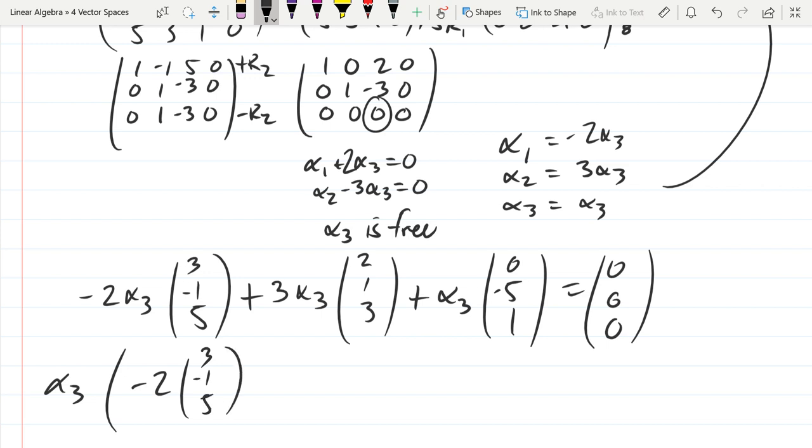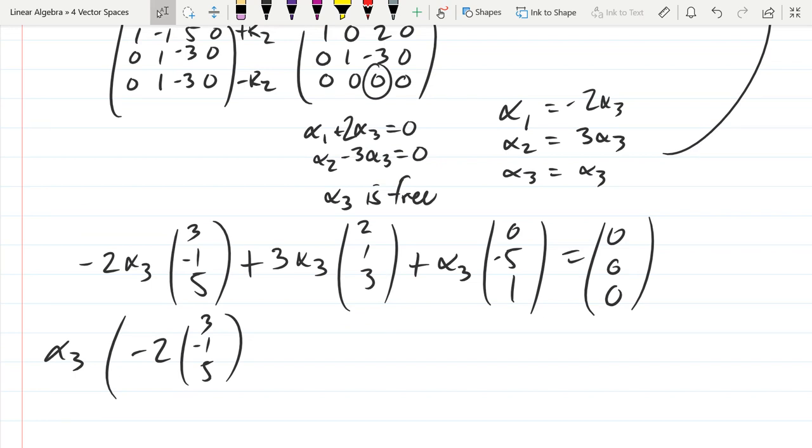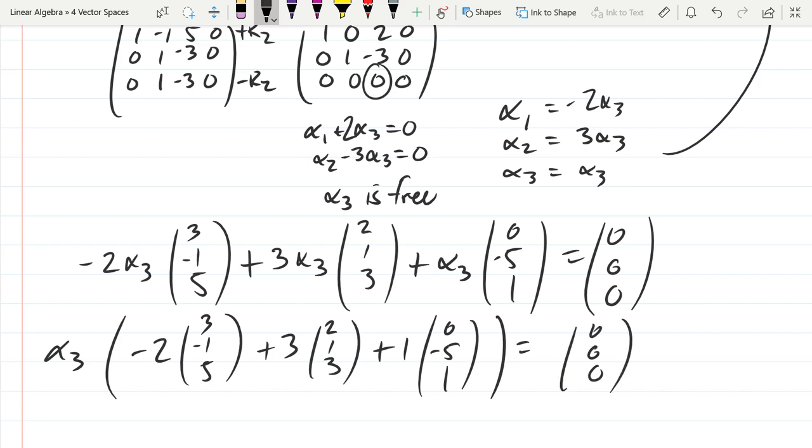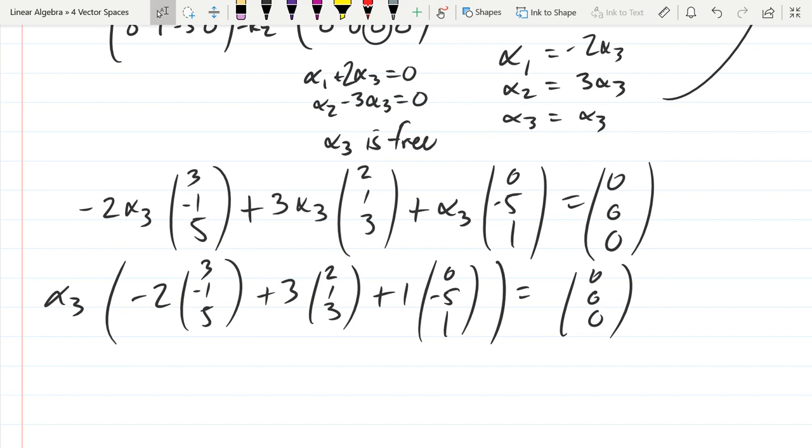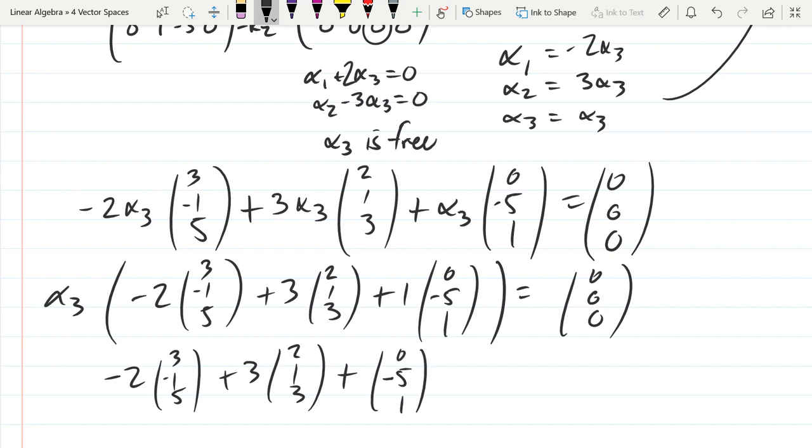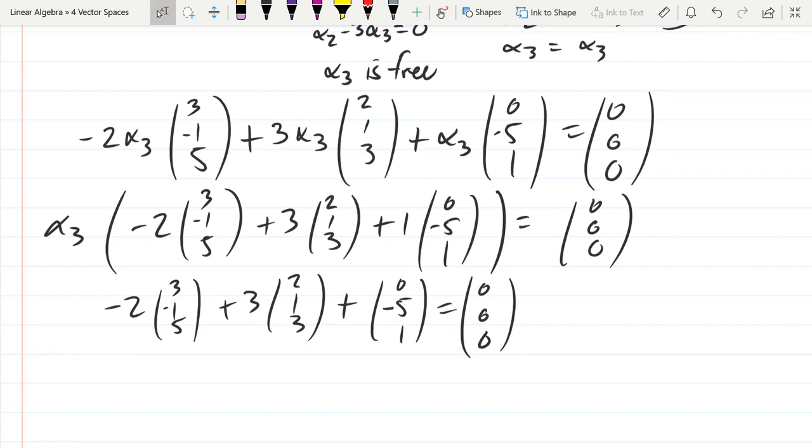The other thing I could have done, I could have picked an alpha 3 value that wasn't 0, and plugged that in. And the easiest value is to pick it to be 1. But we're about to divide by alpha 3, so it won't matter here. As long as alpha 3 is not 0, I can divide by it or multiply by the reciprocal. So here is how these three vectors are related. Now all I'm going to do is solve for the easiest vector, which is probably the last vector here because it's got no coefficient. So I'm just going to subtract the other two to the right side.